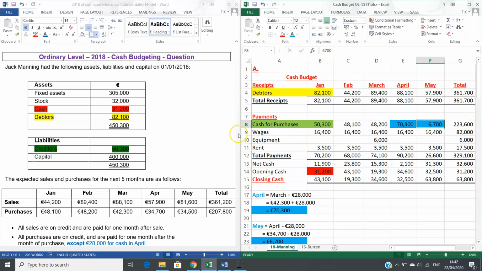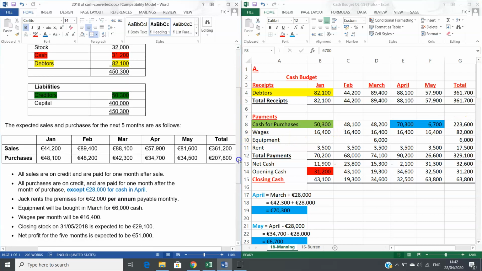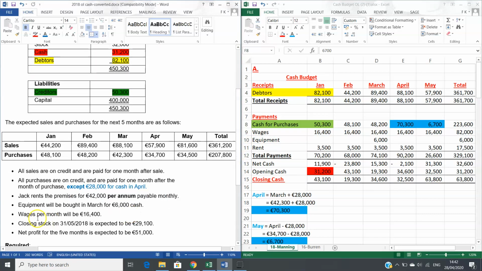Okay, wages. Let's have a look at our information that we have for wages. Wages per month will be 16,400, so 16,400 the whole way across. Again, I just added them. Next one is equipment. Equipment will be bought in March for €6,000. So equipment, go to March, 6,000. All the other months are blank. Remember to put in the total column.